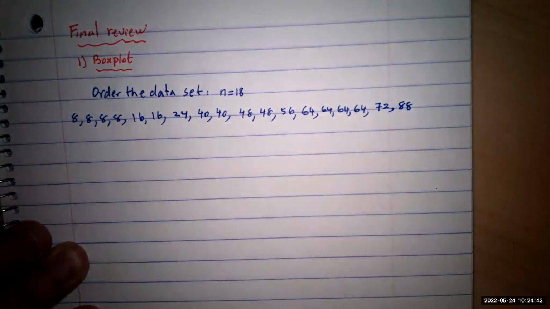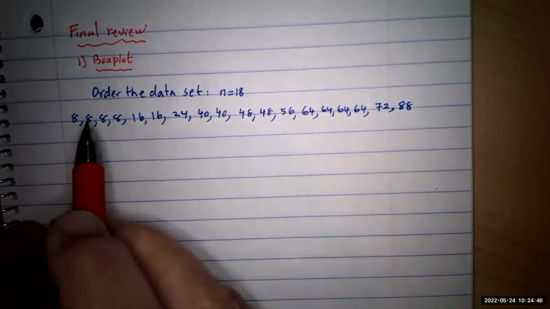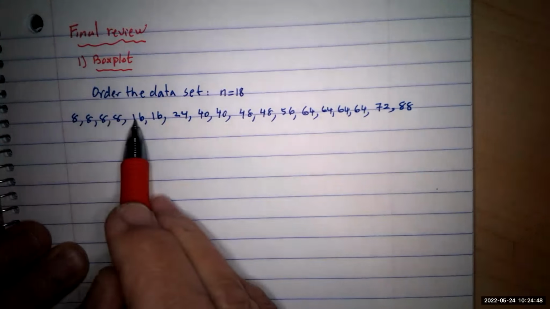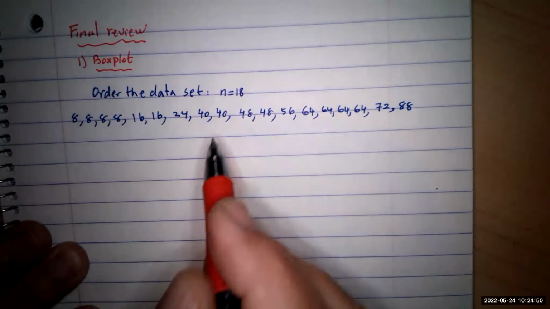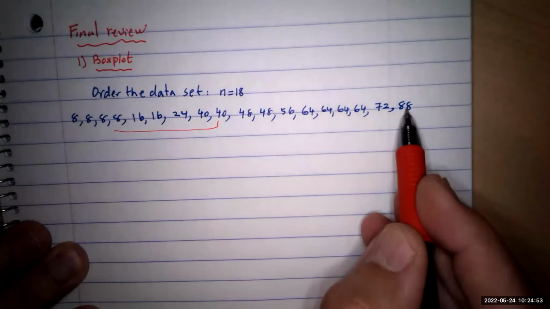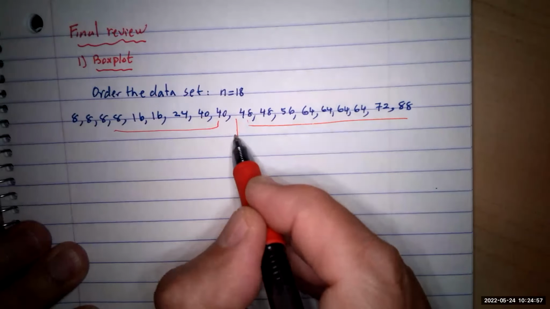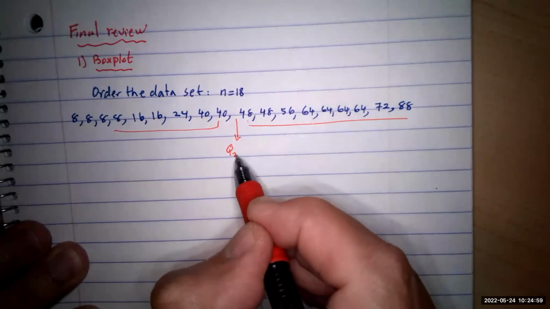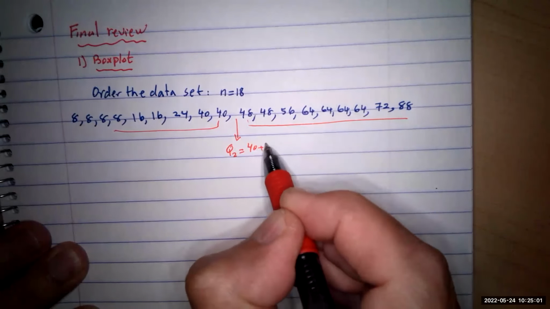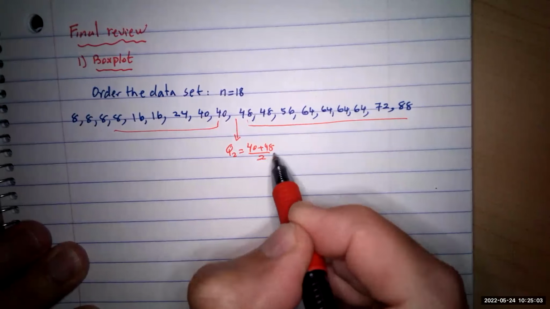Okay, that's it. The number of observations, 18 divided by 2, gives 9. So we find the Q2 first. 1, 2, 3, 4, 5, 6, 7, 8, 9. And that would be 1, 2, 3. That's going to be 9. So there is nothing in between. So the Q2 would be the average: 40 plus 48 divided by 2, that gives you 44.